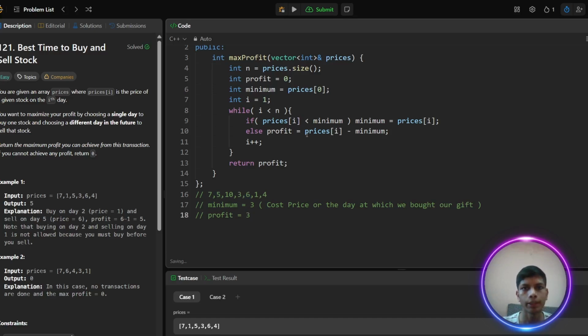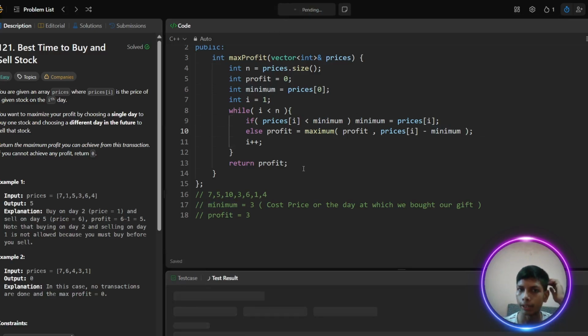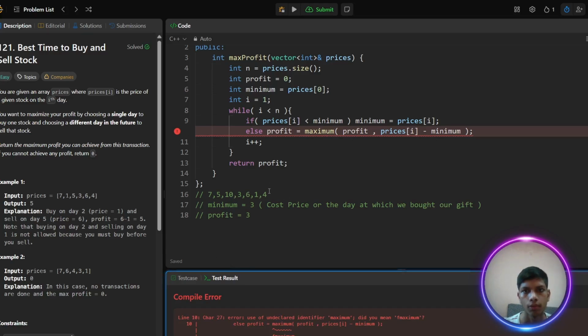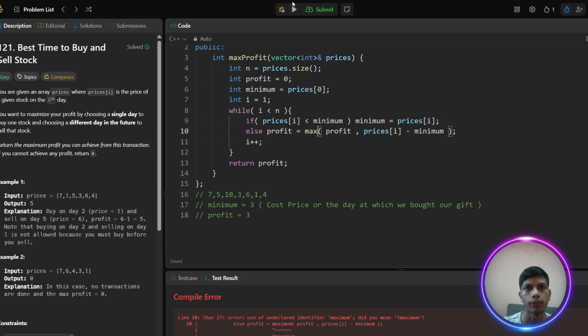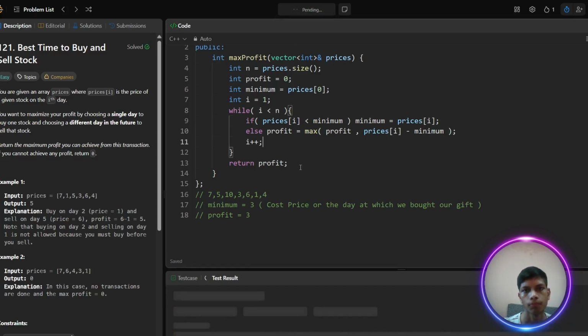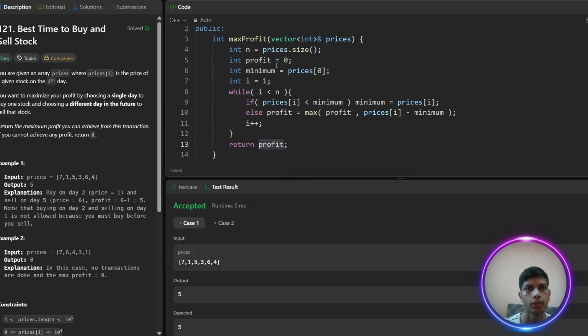We have to make it maximum. So here I will write another max function. So now it will give the correct output, I think. It will give correct output now. So see, expected, sorry, accepted.